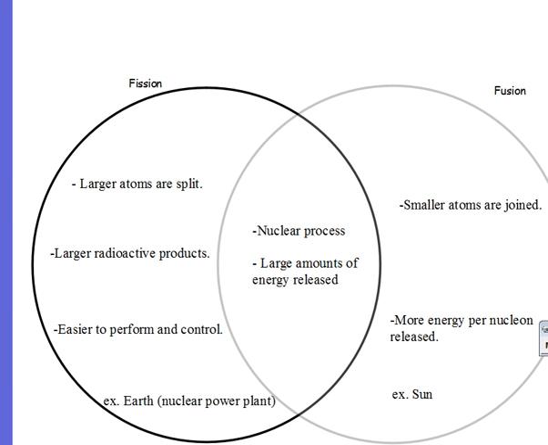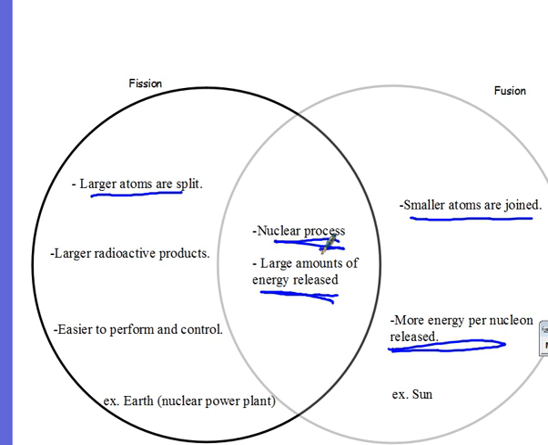So finally, just to compare and contrast fission and fusion: in fission, larger atoms are split into smaller atoms, whereas in fusion, it's the opposite. Smaller atoms are joined together. Now, both of those processes release large amounts of energy, so they are still similar in that aspect. However, in fusion, there's more energy per nucleon released. Both of these are nuclear processes.